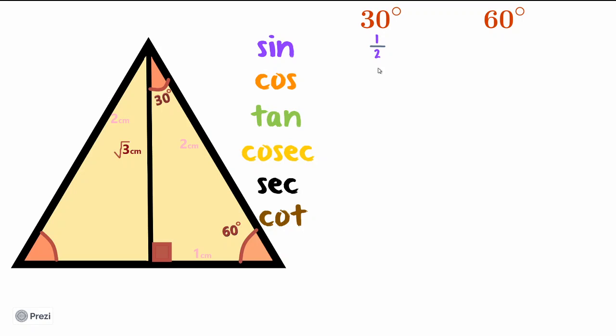Similarly, find cos of 30, tan of 30, cosec of 30, sec of 30, cot of 30, and do the same thing for 60 degree.